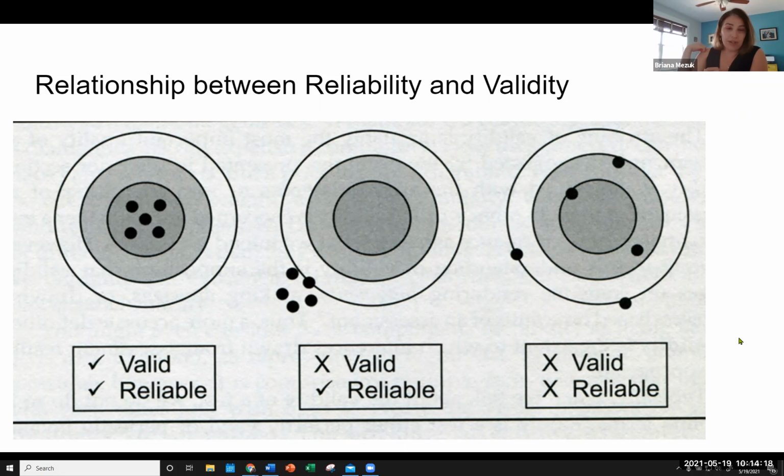And then the one on the far left, of course, is what we're hoping for. So I'm consistently measuring something and I'm on target in terms of what the construct is that I'm trying to measure. And so you can see here why I have to get that consistency of measurement first before I can really begin to approach anything about validity.